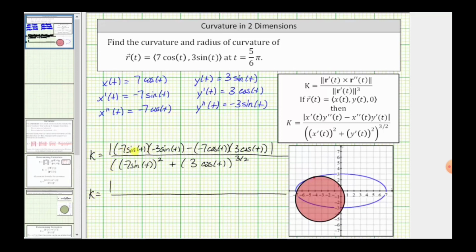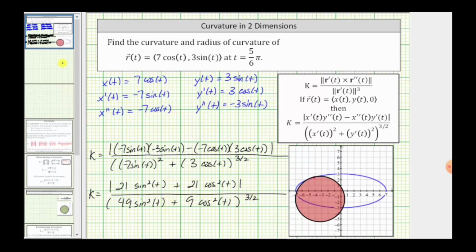In the numerator we have 21 sine squared t minus negative 21 cosine squared t, which is equivalent to plus 21 cosine squared t. We have the absolute value of this sum. In the denominator, we have the quantity 49 sine squared t plus 9 cosine squared t. And this is all raised to the 3/2 power.